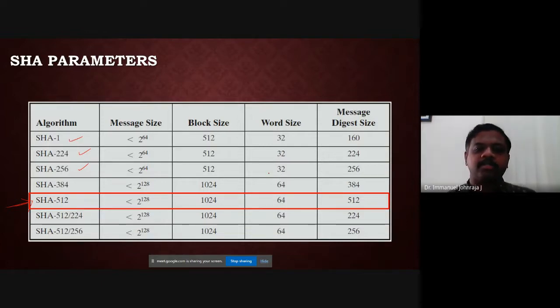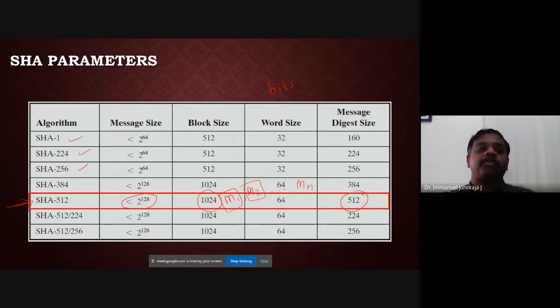So why is it called SHA-512? The message digest size is 512 bits. All the values are given in bits. It takes a message size of less than 2 raised to 128 bits. It works on various blocks, so the original message is divided into blocks, say M1, M2 up to MN. Every block is given a number, and the size of each block is 1024 bits.